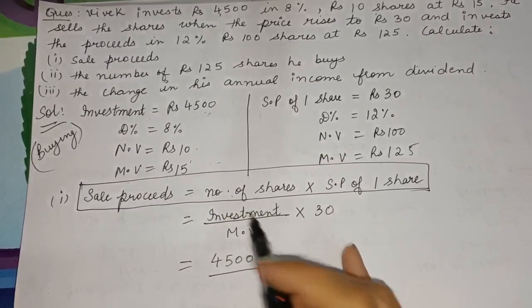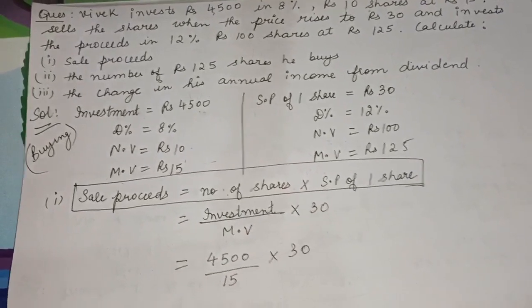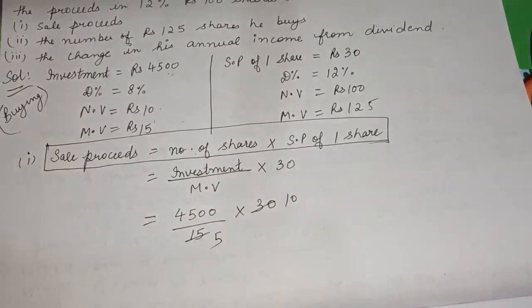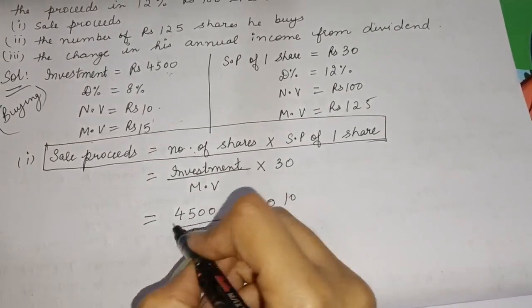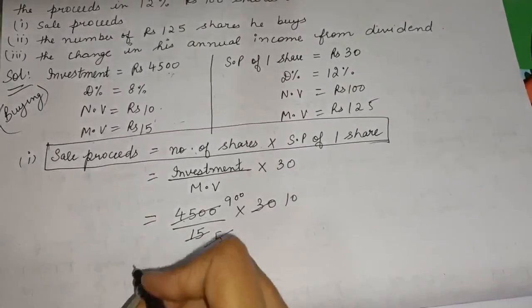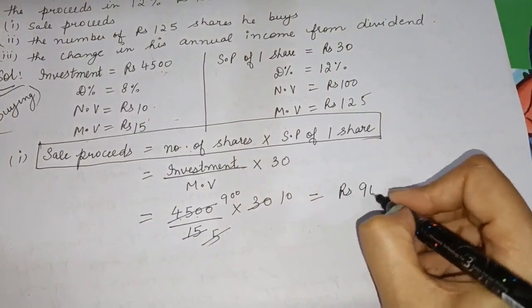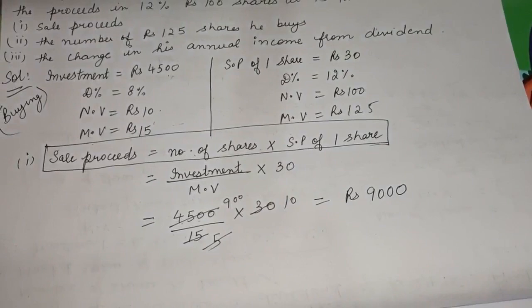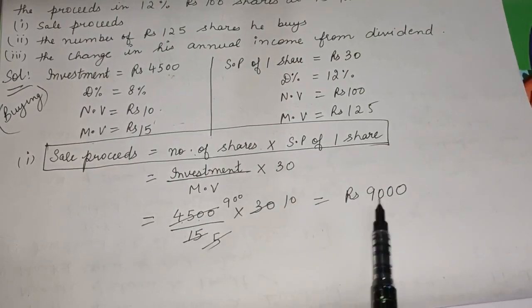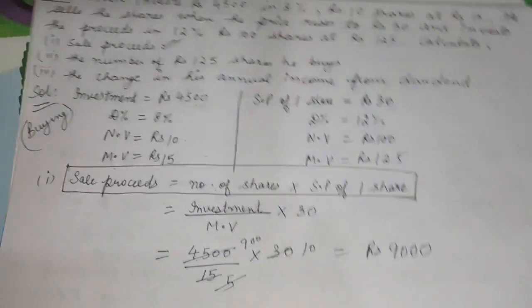So investment by MB. MB is 15, into 30. We can simplify this. 3 into 10, 3 into 5, then 5 into 1, 5 into 9 is 45, 2 zeros as it is. So sale proceeds, 900 into 10 is 9,000. Whenever you have to find sale proceeds, the formula is number of shares into selling price of one share. So we have found the sale proceeds. Now the first part of this question is done.